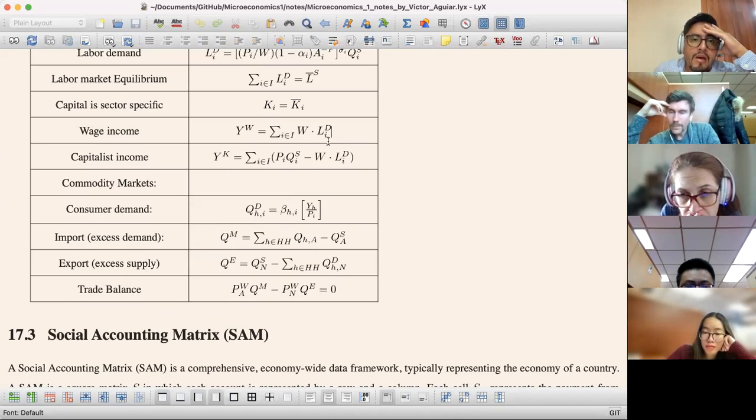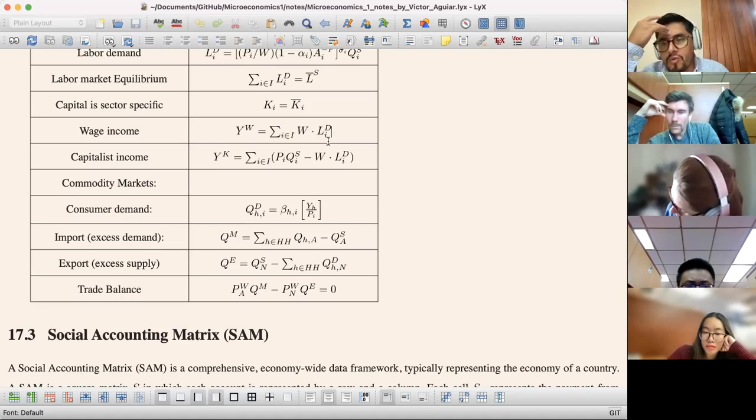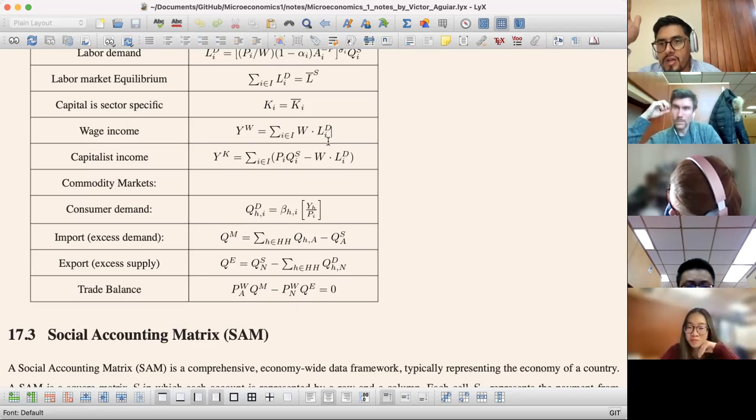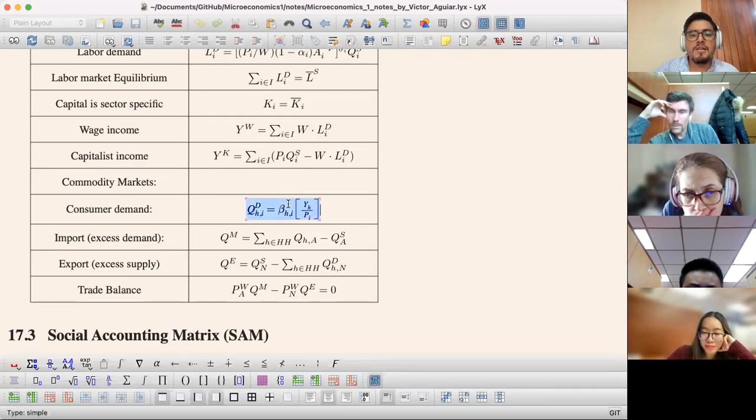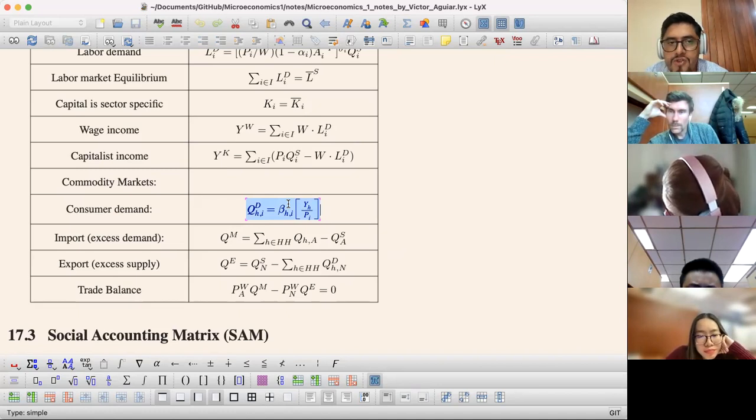So wage income. As you can see, these individuals, representative consumers or workers, can work across many sectors, because this is a summation across sectors. They may use the labor supply across sectors. Remember that labor is mobile, so in principle this equation allows you to work partially in the industrial sector and then in the agricultural sector. Then consumer demand. Again, you can easily recognize that this comes from a Cobb-Douglas utility function.